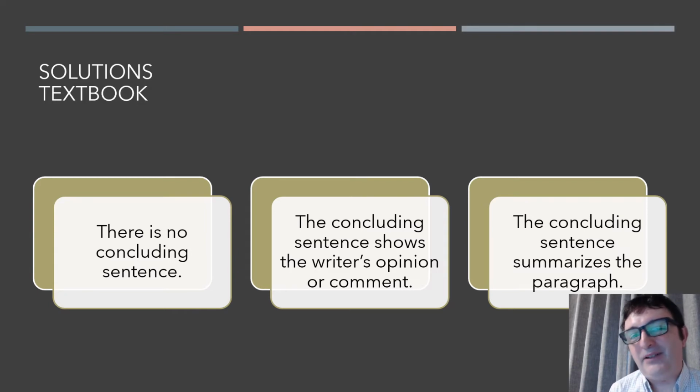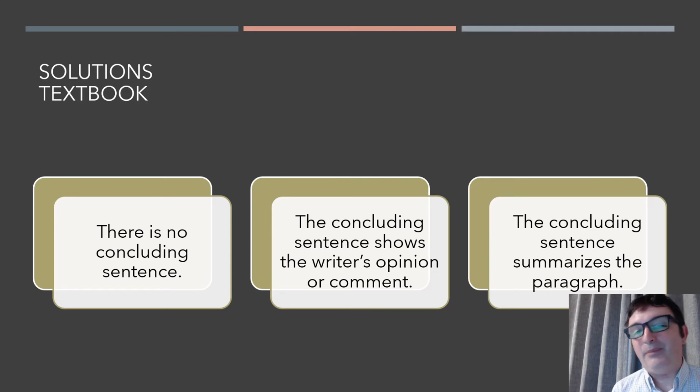The second type in the solutions textbook are paragraphs that finish with the writer's opinion or comment. And in this style of textbook, that's quite common. The writer doesn't finish with a summary of ideas because they don't give you that many ideas in the paragraph. They only give you one or two ideas, which is why in the last video I said you should go off and find some other kind of answers yourself, because the writer isn't really going to tell you everything, and so they often end with just a comment about the topic.